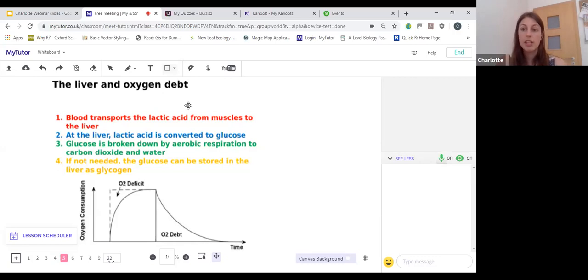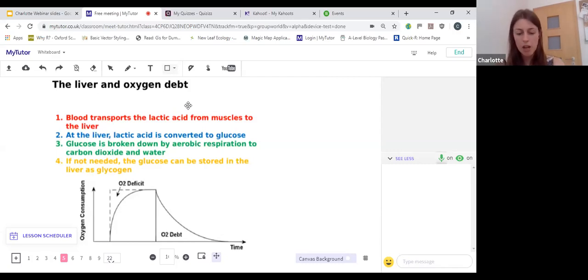Anaerobic respiration isn't as efficient as aerobic respiration, so it doesn't produce as much energy per reaction. And that means that we do have quite a buildup of lactic acid. We had to produce quite a lot of it to keep up with our body's demands. That lactic acid is transported by the blood from the muscles to the liver.